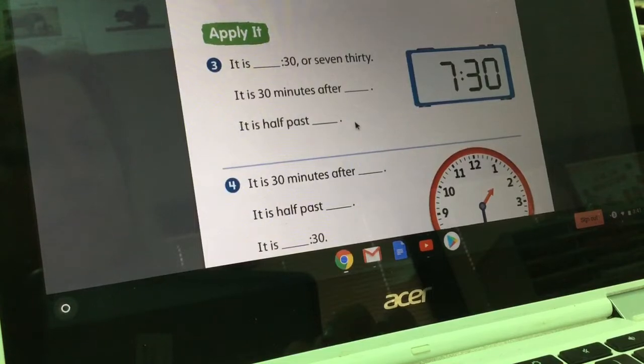It is half past. Again, looking at the hour part, 7. It is half past 7. Please put a 7 on the line.